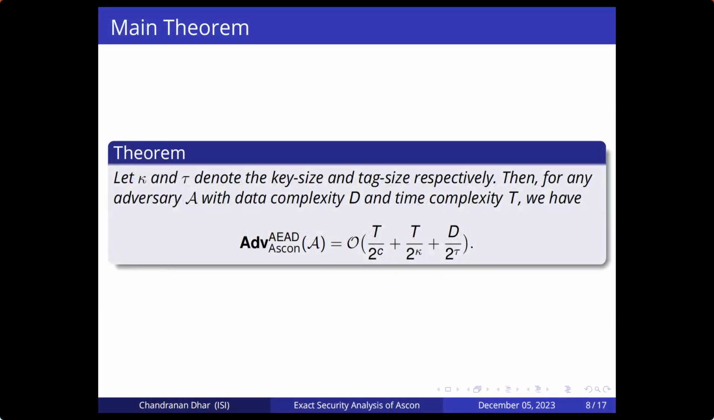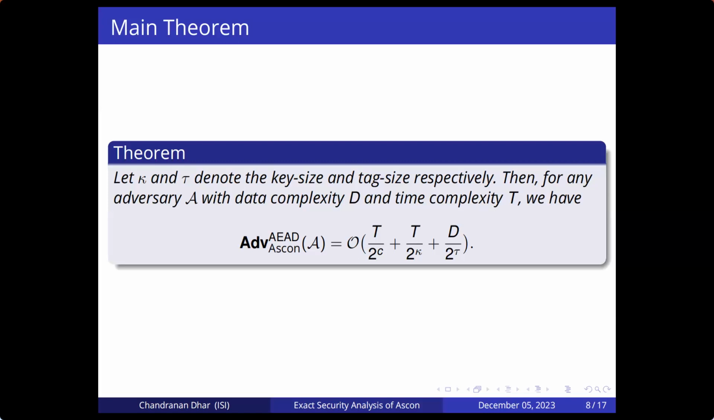Now I move on to our main theorem. If kappa and tau denote the key size and tag size respectively, then for any adversary A with data complexity D and time complexity T, the AEAD advantage of the adversary against ASCON is of the order T/2^c + T/2^kappa + D/2^tau. So this is much better than the DT/2^c bound, which was already there.